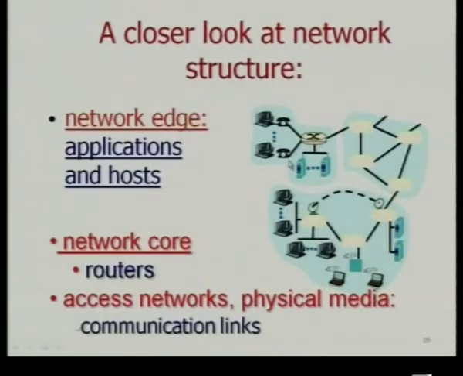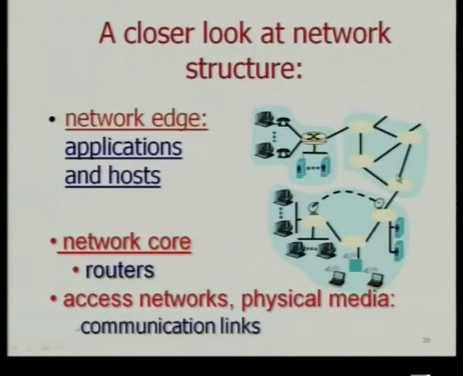I am talking about the edge of a network. Edge of a network, basically we are talking about end systems. At the end systems, what is it that we are dealing with? We are dealing with applications and hosts. Network core deals with routers. The ones which are colored in yellow over here refer to the network core, which are basically the routers.